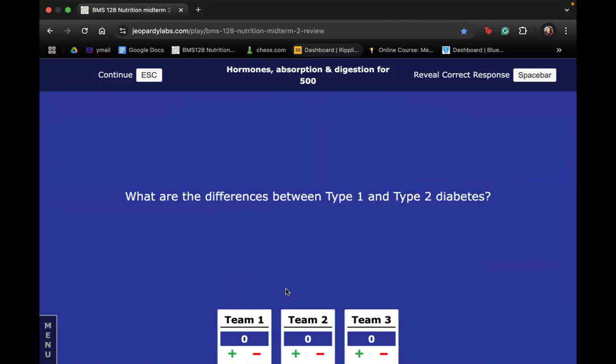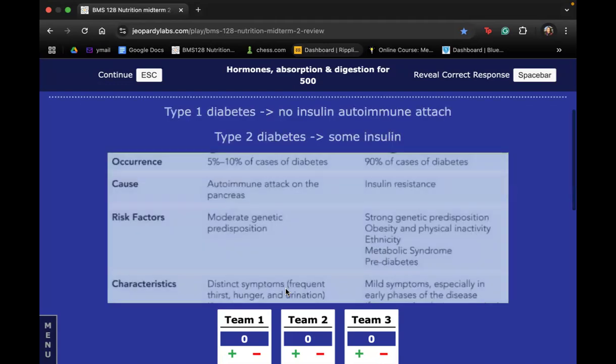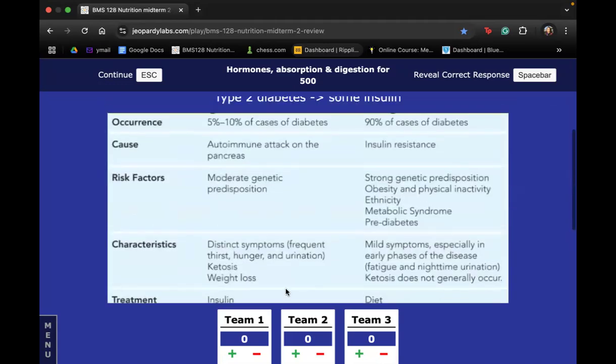What are the differences between type 1 and type 2 diabetes? Is type 2 where you kill the cells that create insulin, and type 1 is the one where your receptors don't answer to it?